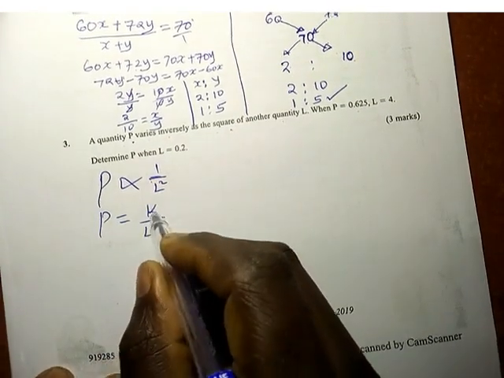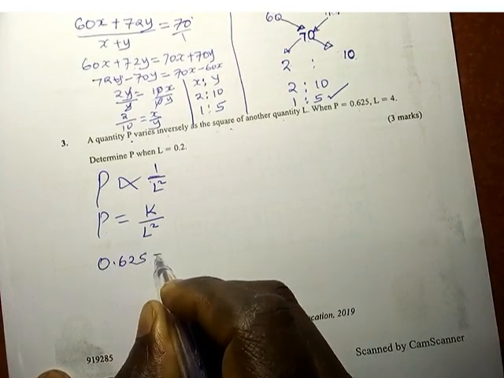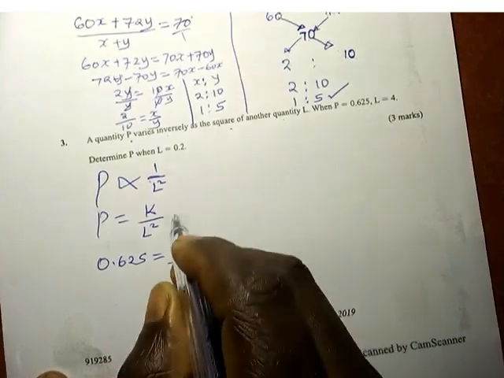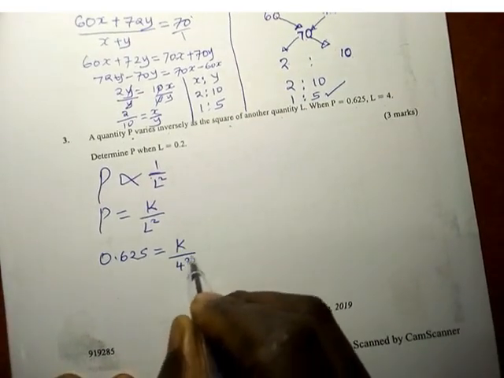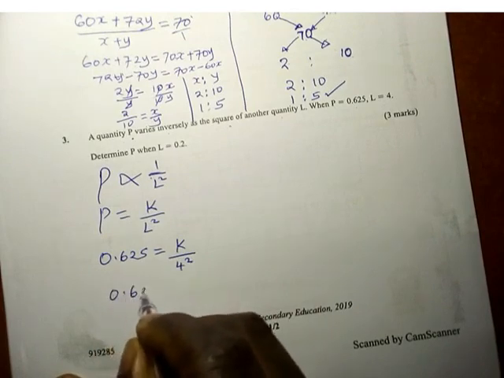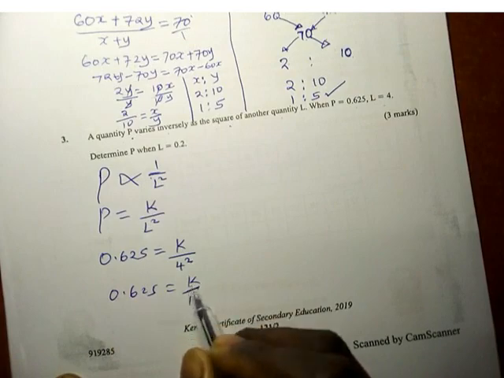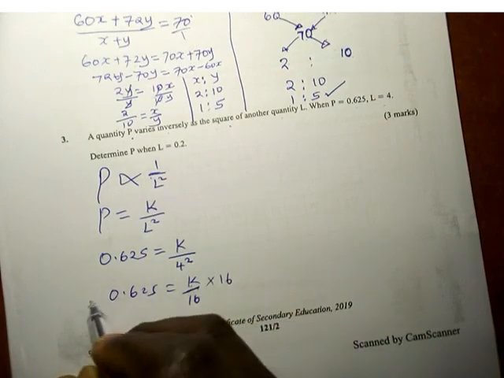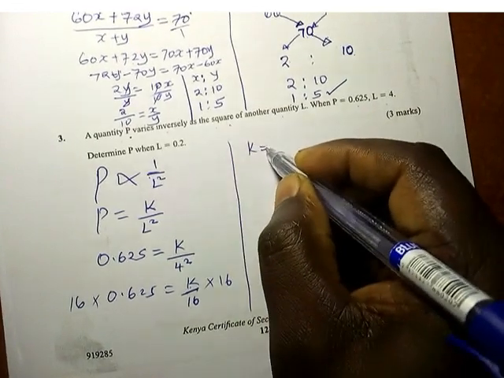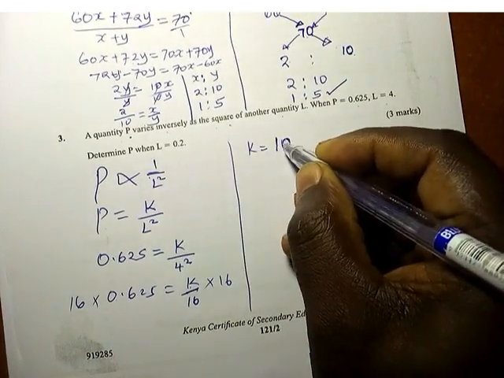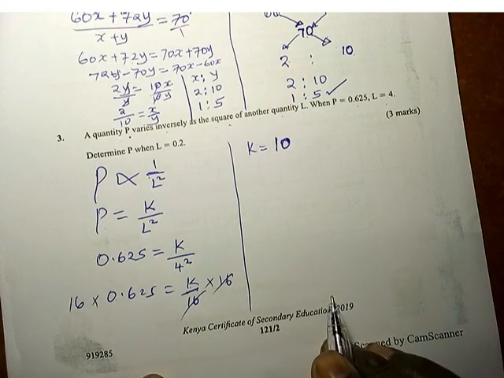So now let us get K. When P is 0.625, L is 4, and 4 squared is 16. So we have 0.625 equal to K over 16. To get K, we multiply both sides by 16. So K is exactly equal to 10. K is equal to 10.